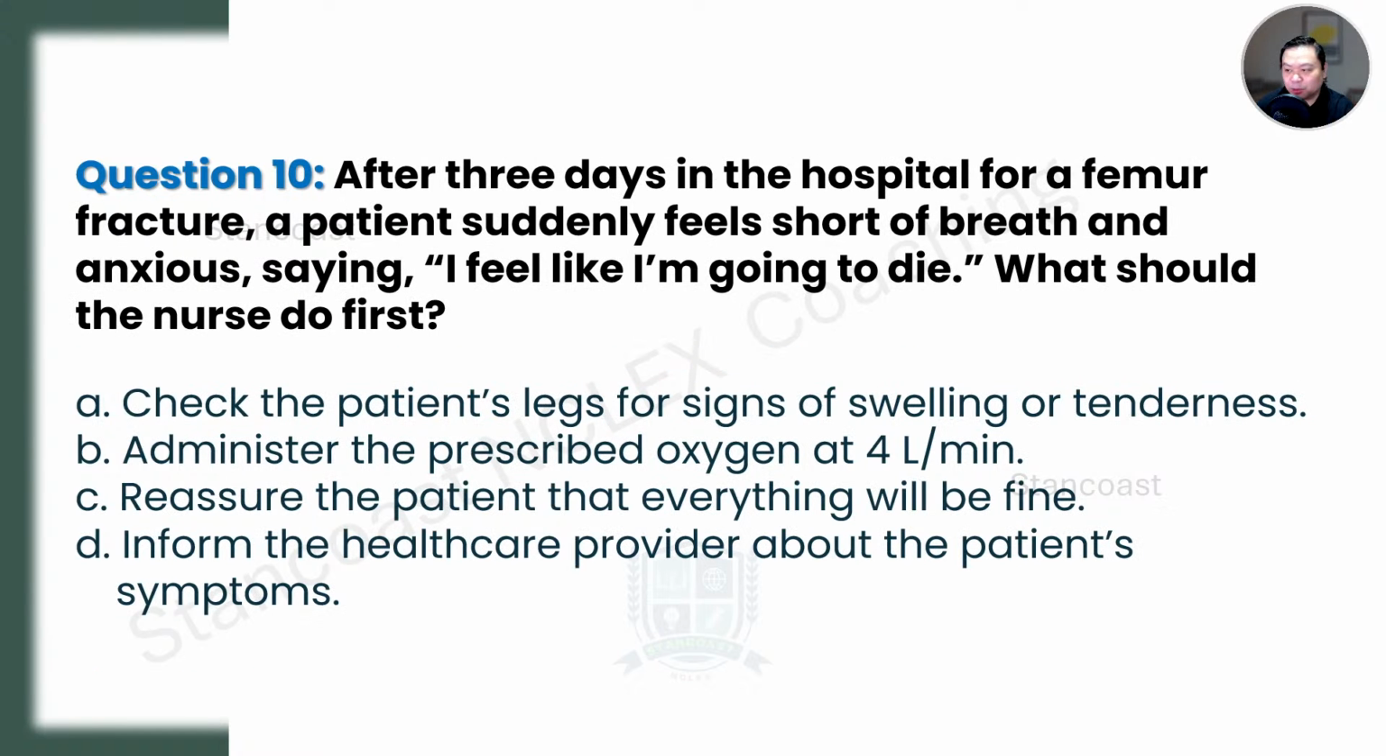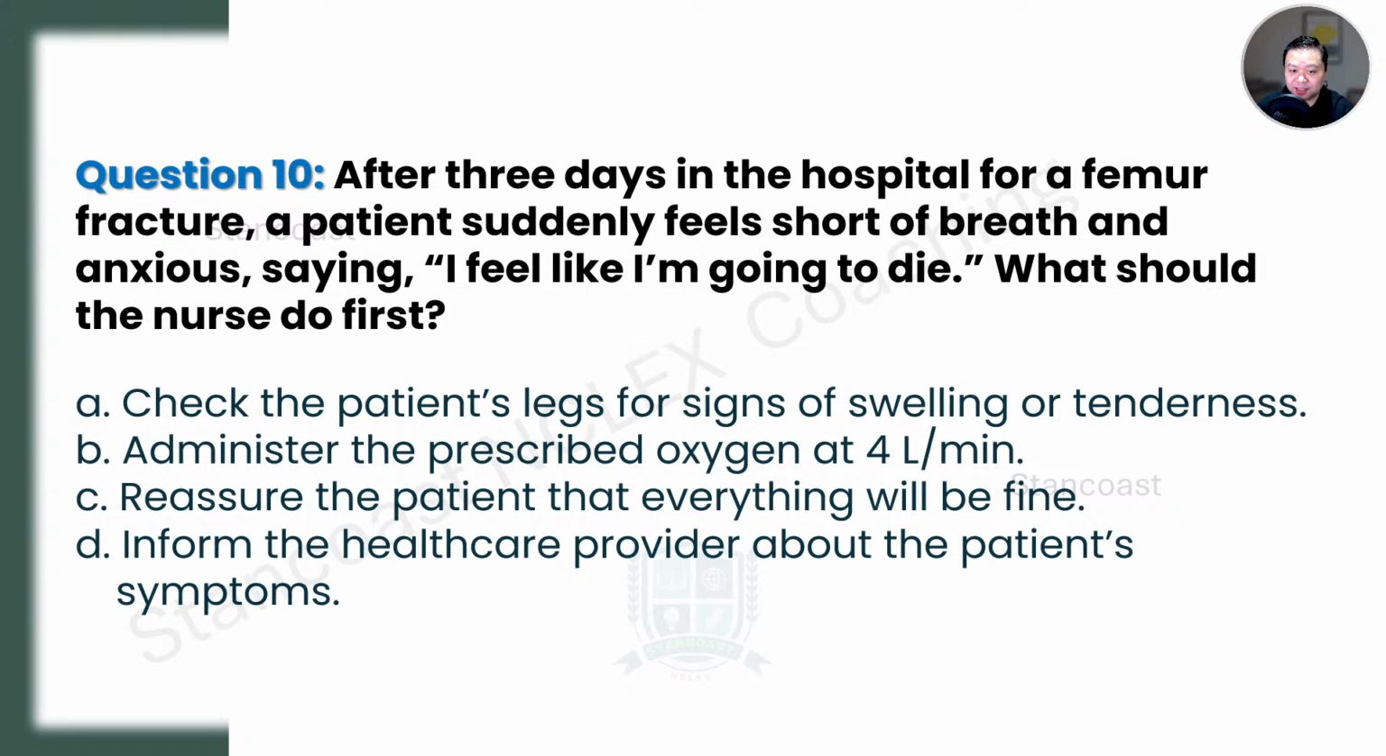Let's have number 10. After 3 days in the hospital for a femur fracture, a patient suddenly feels short of breath and anxious, saying, "I feel like I'm going to die." What should the nurse do first? A. Check the patient's legs for signs of swelling or tenderness. B. Administer the prescribed oxygen at 4 liters per minute. And C. Reassure the patient that everything will be fine. And D. Inform the healthcare provider about the patient's symptoms.